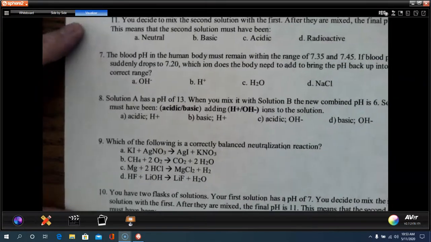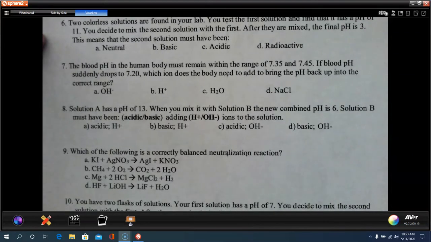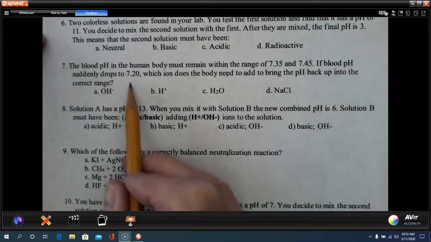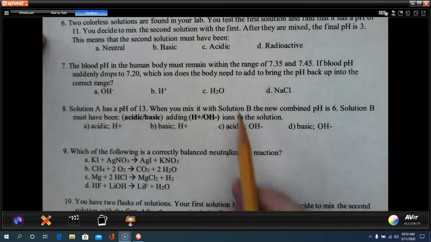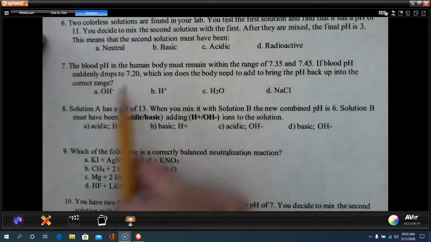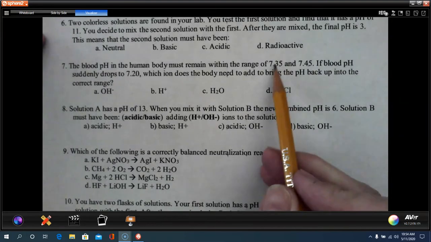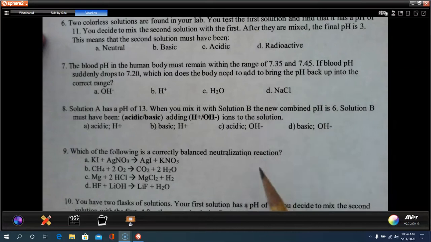Number 7, let me get that straight for you. Number 7, the blood pH in the human body must remain between the range of 7.35 and 7.45. If blood pH suddenly drops to 7.20, which ion does the body need to add to bring the pH back into the correct range? Well, it looks like it's not all that much different, but the fact is that the pH of blood has to stay between this range. There's no wiggle room. You can get really, really sick if it's below 7.35 or above 7.45.